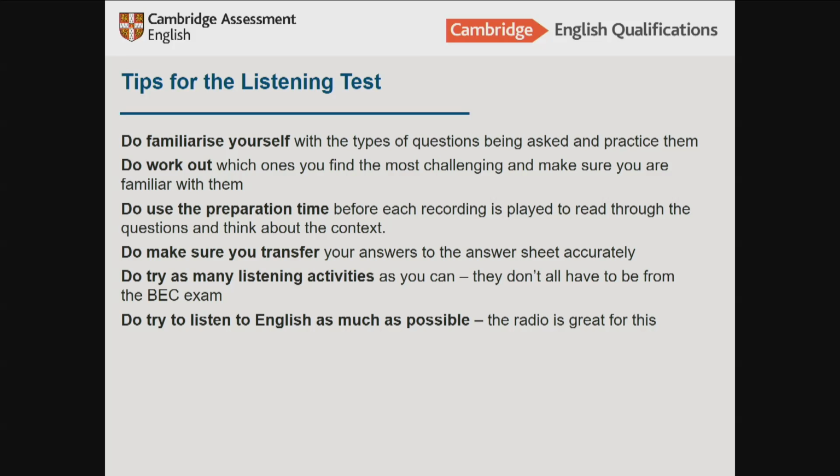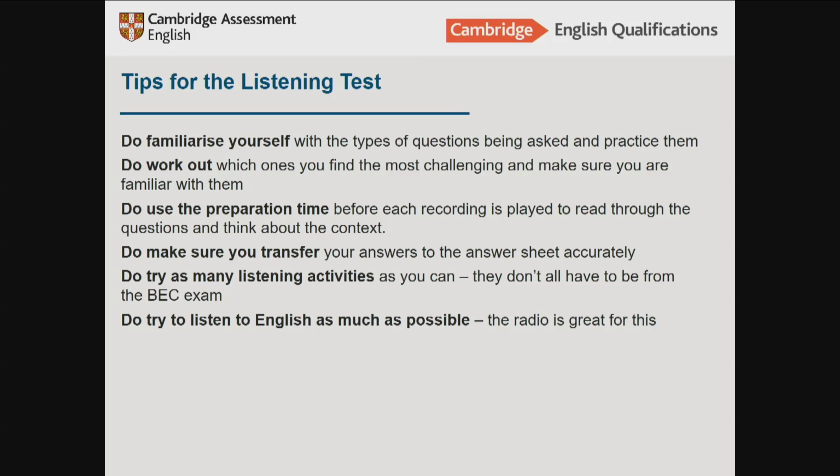Do use the preparation time given before each recording during the exam to read through the questions and to think about the context, so that when the listening starts, you're in a good position to understand exactly what you need to do.